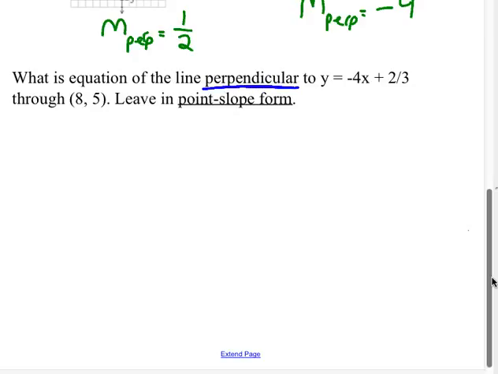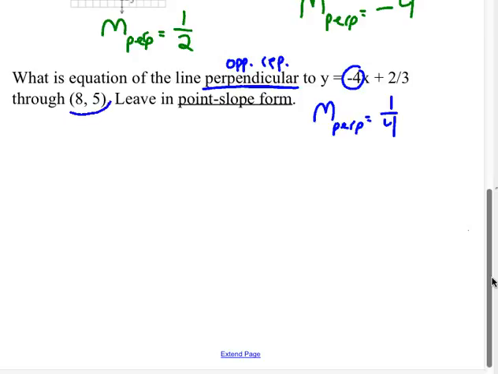Perpendicular means opposite reciprocal slope, okay? So right now my slope is negative 4. The slope of my perpendicular line has to be opposite, so positive, and reciprocal, so 1/4. So that's going to be the first step, okay? Identify what your new slope needs to be. You do that by identifying, are you talking about perpendicular or talking about parallel, okay?